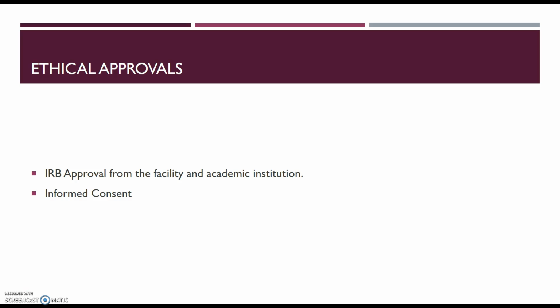And then with ethical approvals, the first one being the IRB approval from the facility and then the academic institution. So at McKendree University, we require that everyone have their IRB approval from their facility first, and then apply for IRB through McKendree University. An important component of this is the informed consent. So you want to be very, very thorough when you write up your informed consent, how you are going to get informed consent by your participants.